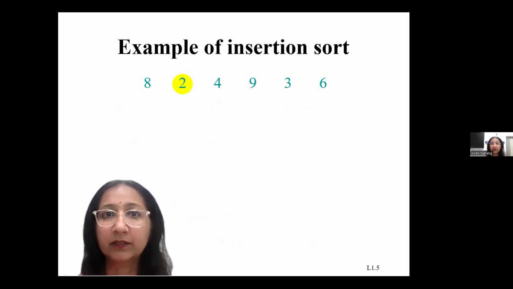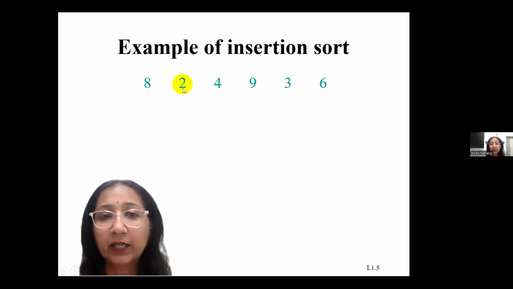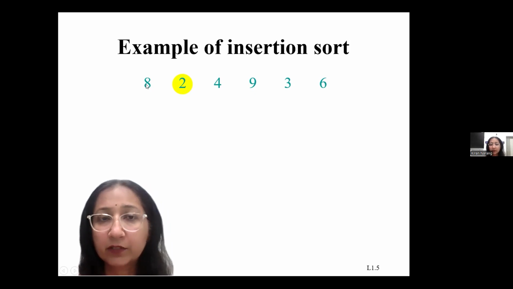Now let us understand all these things with an example of insertion sort. We have taken the same array, 8, 2, 4, 9, 3, 6. In the process of insertion sort, we assume that the first number is in its sorted place. We start from the second number, that is 2, and compare it with the first number. If it is less, we swap it to the first position. The first position number, that is 8, will come to the second position.